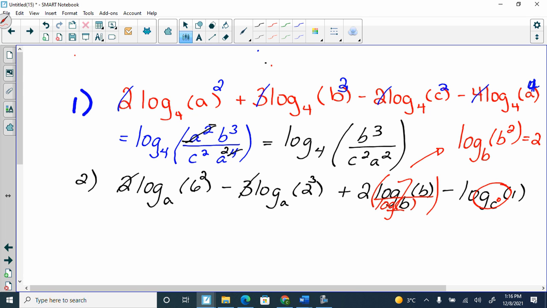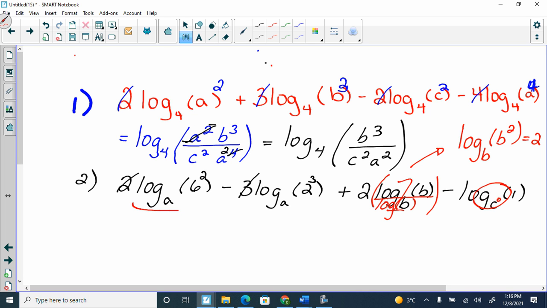Once again, if you forgot, you could go log base 2 to the 1, log base 3 to the 1, log base 4 to the 1, log base 10 to the 1. You'd still get 0.